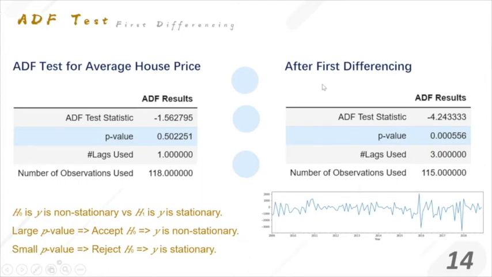So we did the first differencing, and after the first differencing, we did the ADF test again. And fortunately, the p-value is approaching 0, and the lag used is 3. It means that we added 3 lags to clear potential serial correlations. And finally, we reject H0. It means that the difference of the average house price is a stationary time series, which means the increasing rate. And also, we plotted it, and you can see that the mean of it seems like a constant.